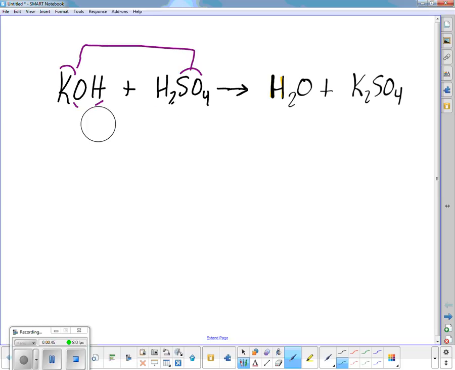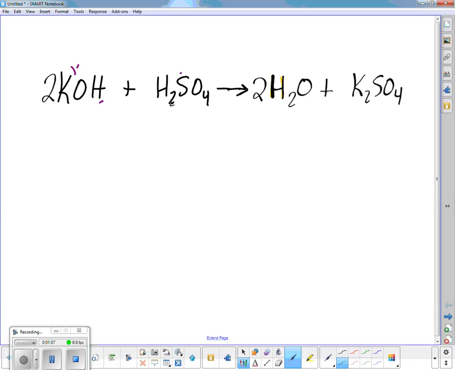After I balance it, I then need to balance the actual compounds, or the actual elements. So I've got 1 potassium, 2 potassium, so I'm going to put 2 here. I've got 2 OHs and 2 hydrogens, which will make 2 waters, and then I'm balanced.